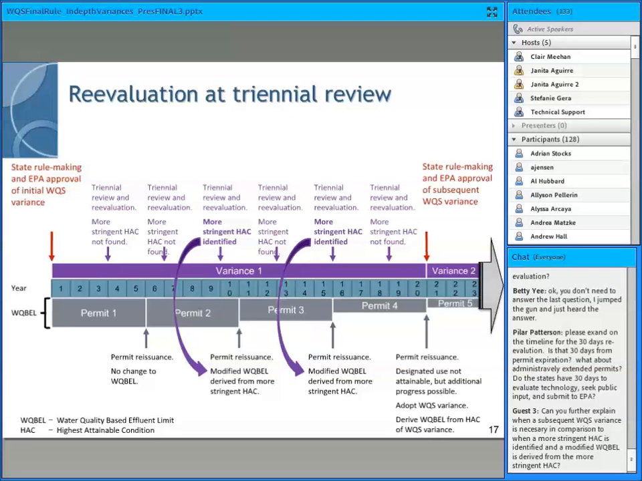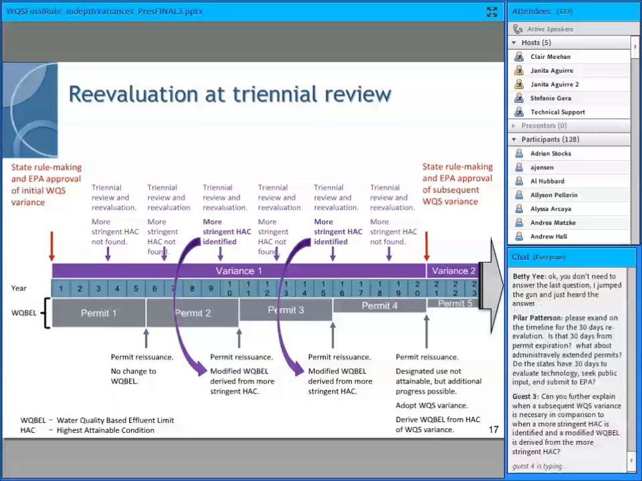During the first permit cycle of Variance 1, the state or tribe reevaluates the water quality standards variance at the same time it performs its triennial review and finds no new data or information suggesting the permittee is capable of attaining a more stringent highest attainable condition.